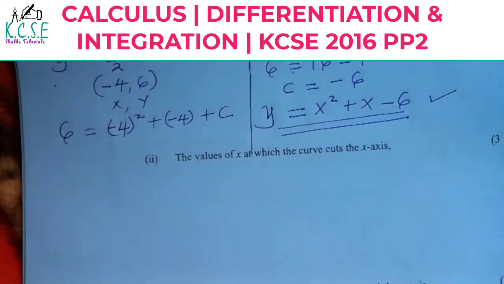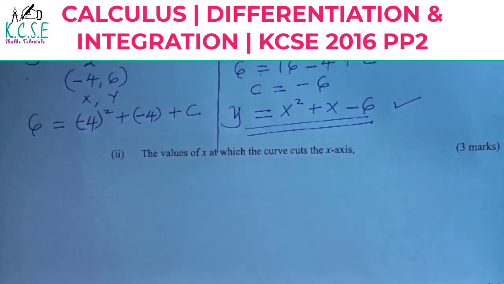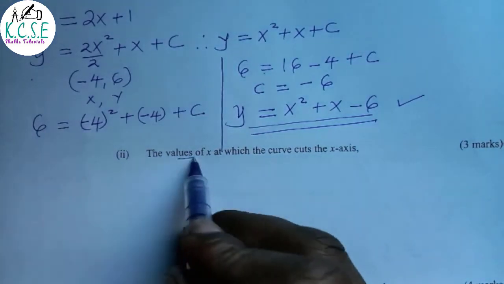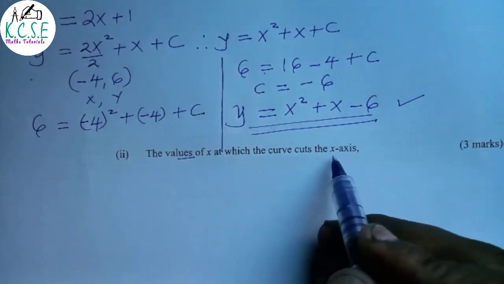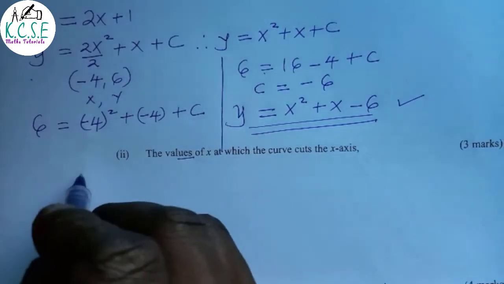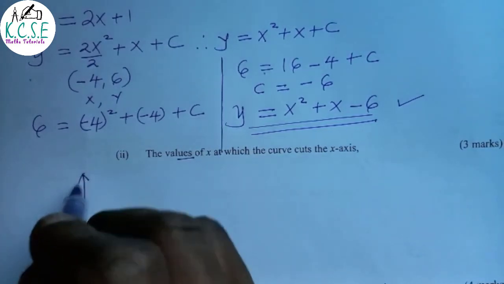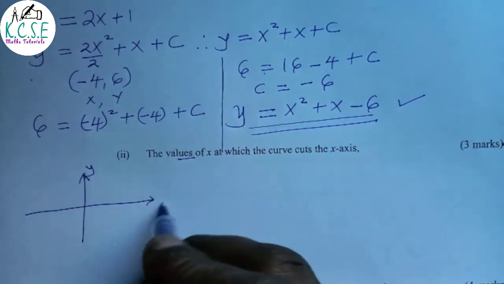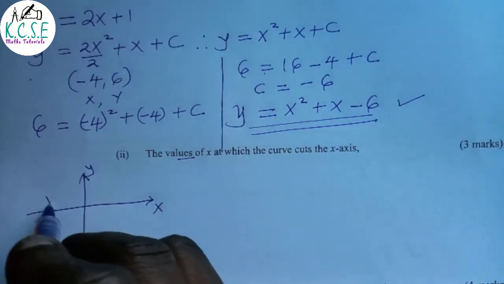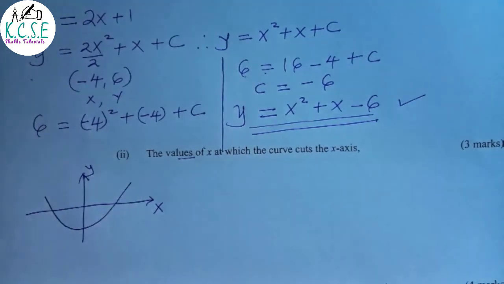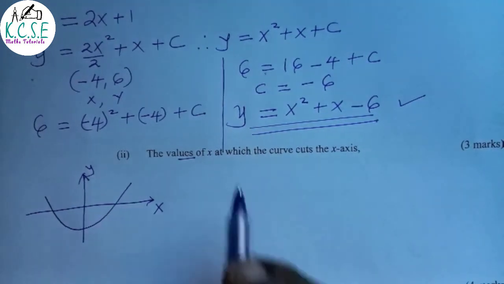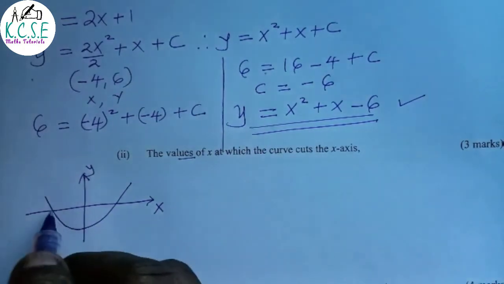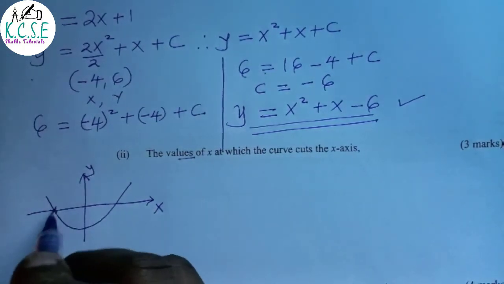We go to the second part of the question, which is the values of x at which the curve cuts the x-axis. Now, assume that this is a sketch, this is the y-axis and this is the x-axis. If we assume that the curve looks like this, we are required to find the values of x at which the curve cuts the x-axis. So this is the curve, and it cuts the x-axis at these points.